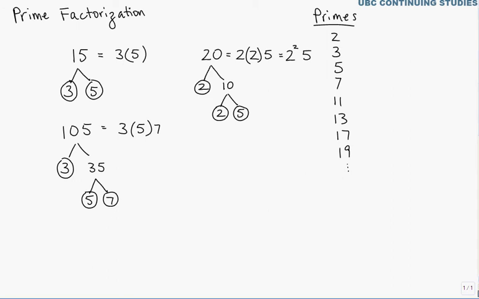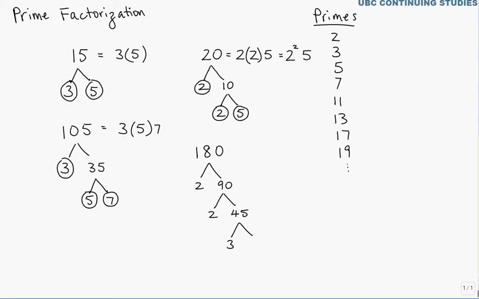Let's try this one more time. Let's say we have 180. We try to look for factors of 2. There is indeed a factor of 2. 180 is 2 times 90. We can keep on pulling out 2's. 90 is 2 times 45. No more 2's, so we start looking for 3's.